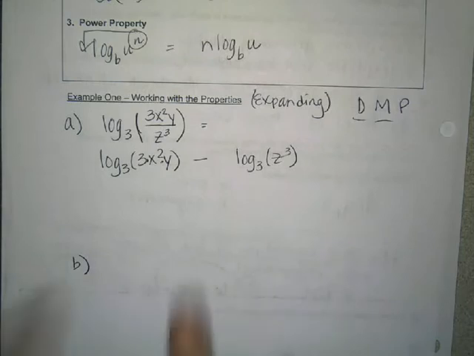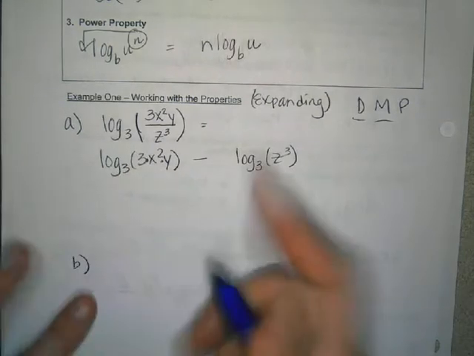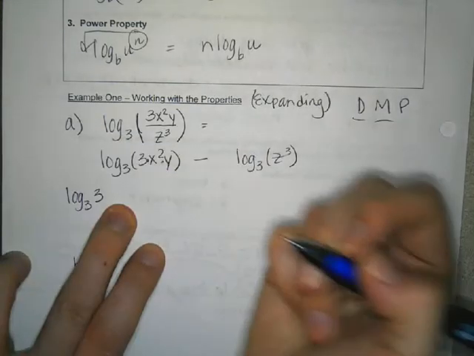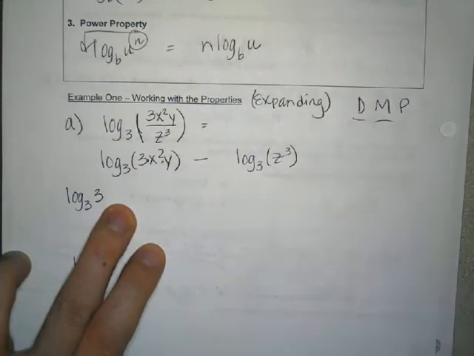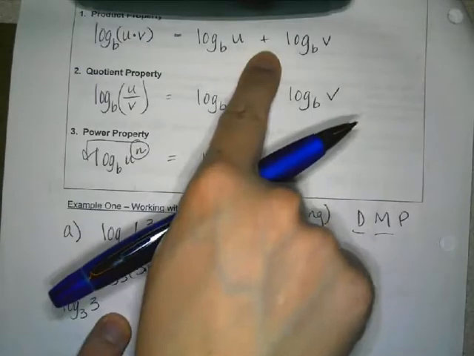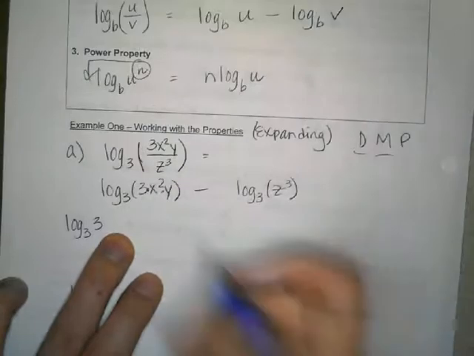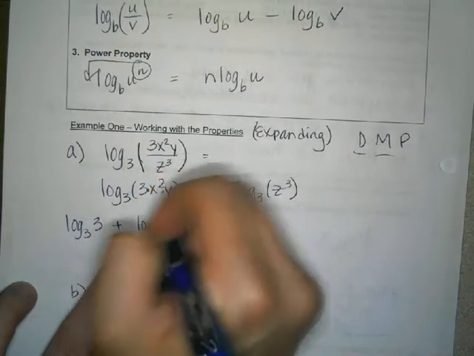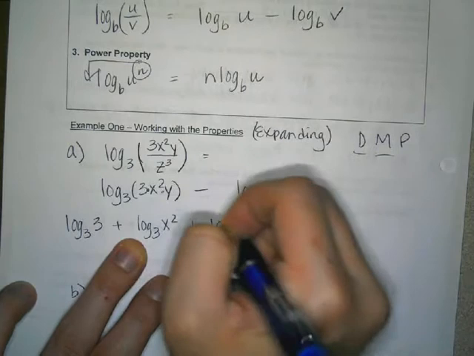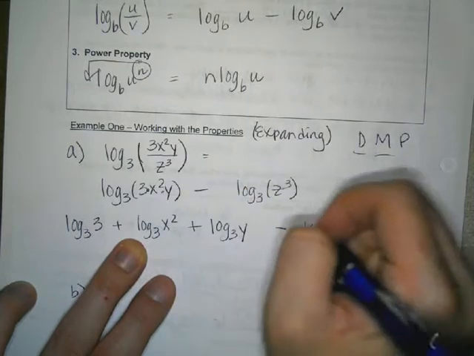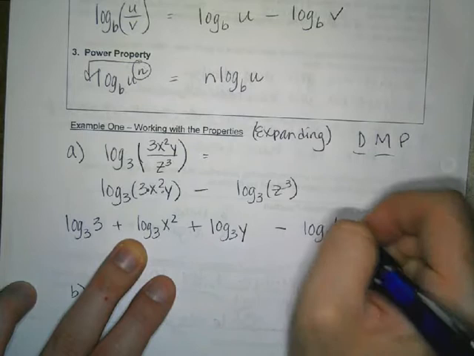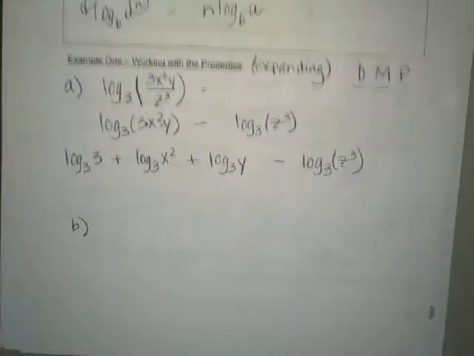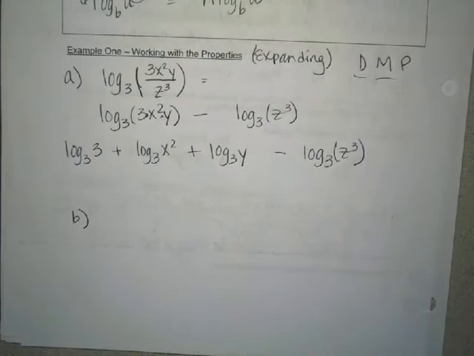So this is going to become 3 different logarithms. Log base 3 of 3. And then what goes in between? A plus, because when you're breaking up multiplication, you have a positive or addition sign between. So log base 3 of 3 plus log base 3 of x squared plus log base 3 of y minus log base 3 of z cubed. Okay, so you break up the multiplication.